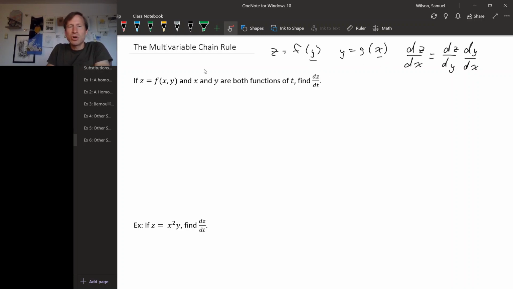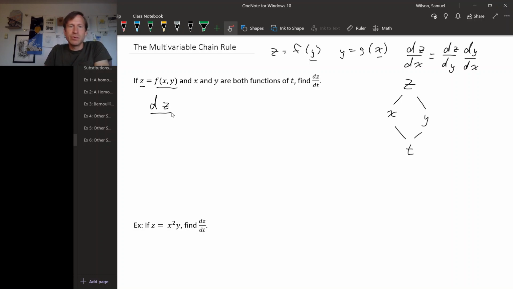Okay, but this is how it works out when everything is just a function of a single variable. We're going to look at a situation where z is a function of both x and y. So the situation we have here is z is a function of x and of y, and then in turn x and y are both functions of some other variable, say t. Okay, now I'm just going to write down what the chain rule is without really justifying it. And it looks like this.